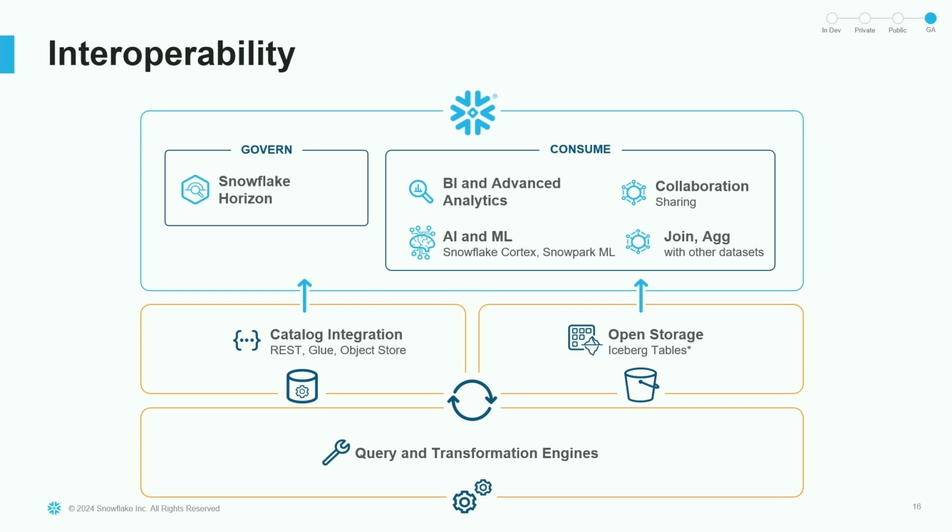Once you build your Lakehouse in Snowflake, you will be able to interoperate on that data. So all the boxes that you see in orange are your managed query engines, your managed catalog services, customer managed open storage. What Snowflake provides is the same simplified governance and compute to consume this data and build upon the Lakehouse architecture.